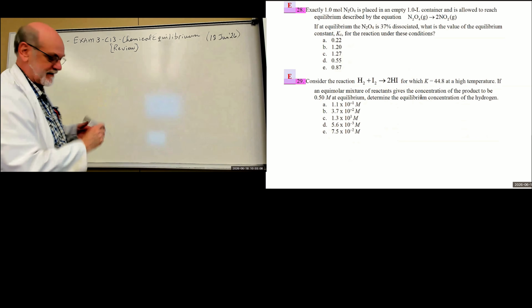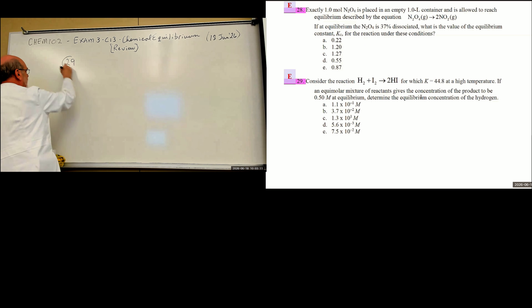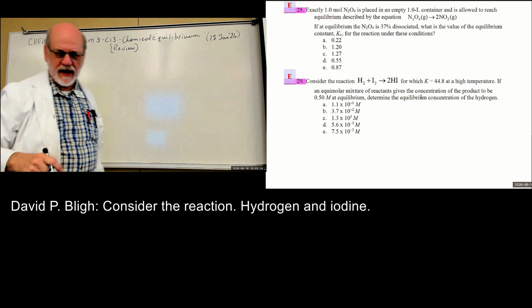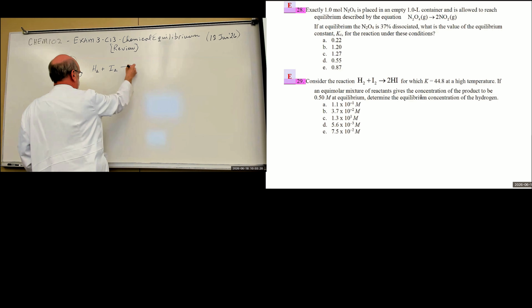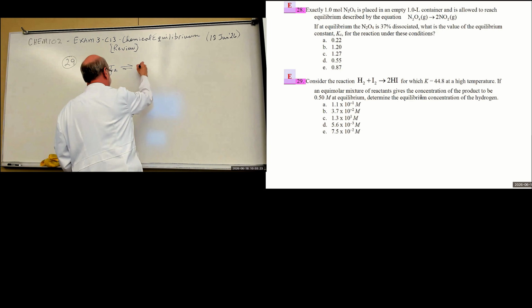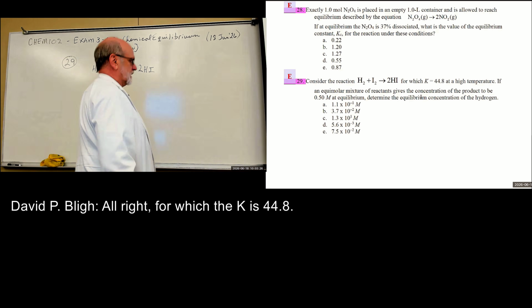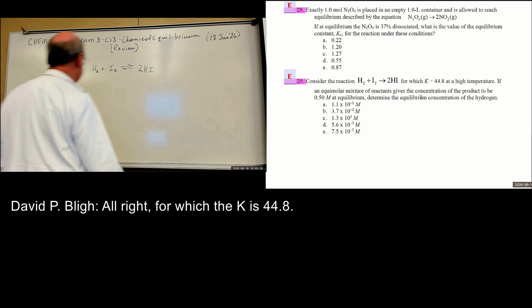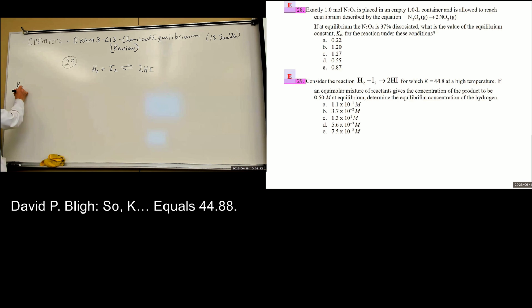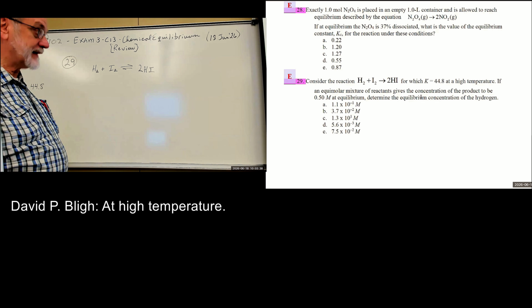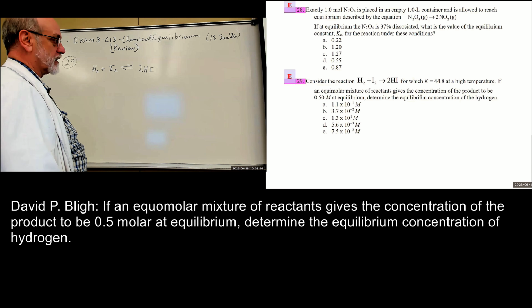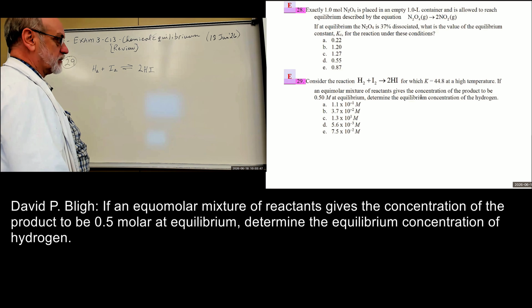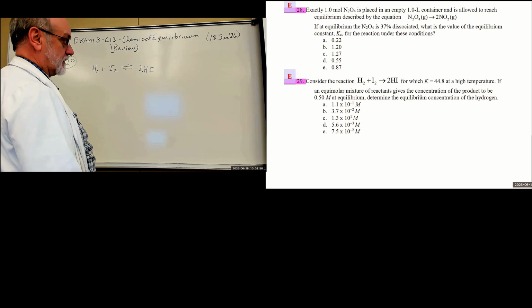Number 29. Consider the reaction: hydrogen and iodine makes 2HI, for which K is 44.8 at high temperature. If an equimolar mixture of reactants gives the concentration of the product to be 0.5 molar at equilibrium, determine the equilibrium concentration of hydrogen.